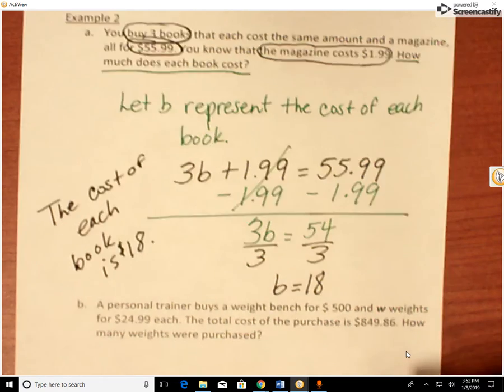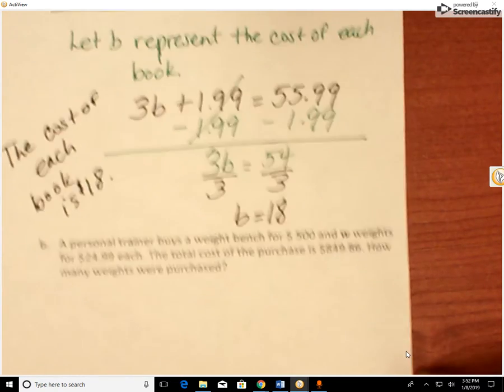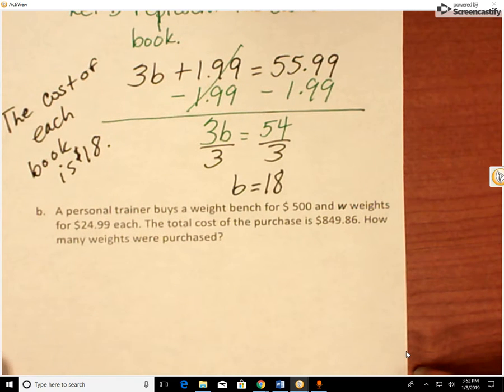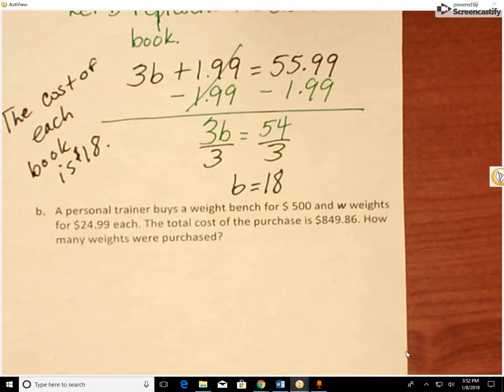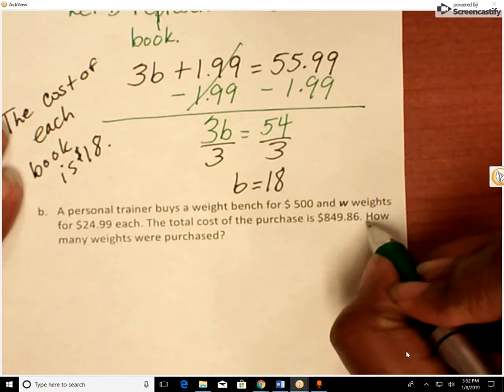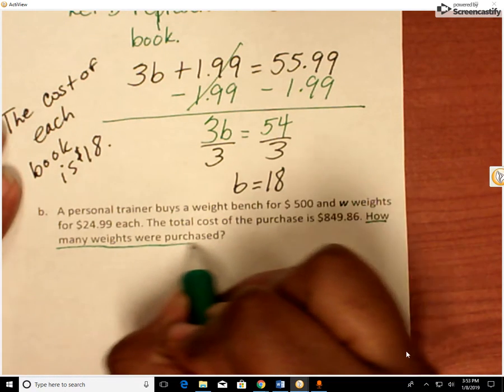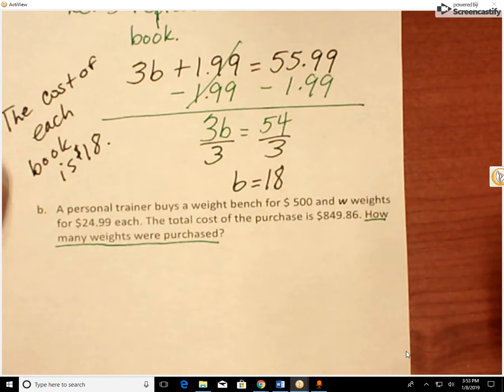B. A personal trainer buys a weight bench for $500. W weights for each weight is $24.99. The total cost of the purchase is $849.86. How many weights are purchased? So what we're looking for is how many weights were purchased.